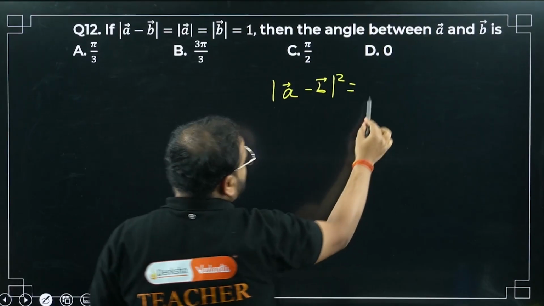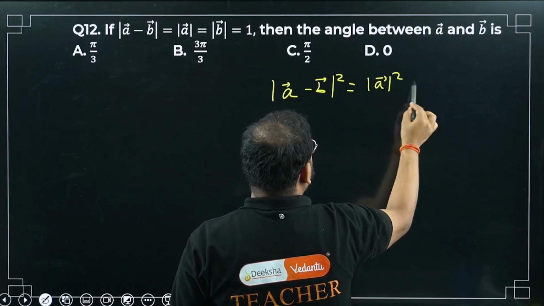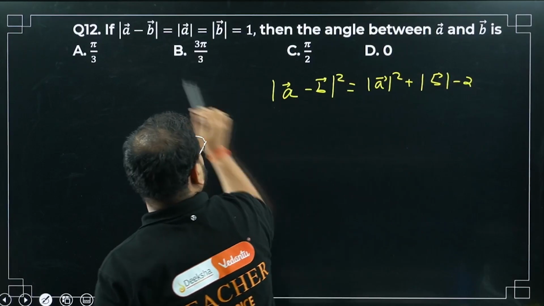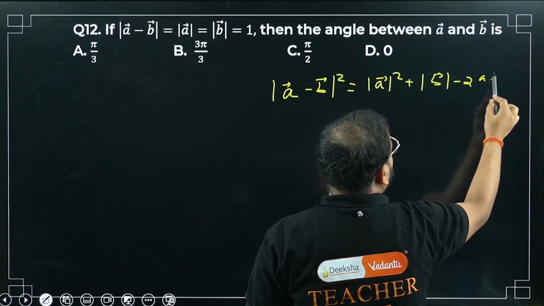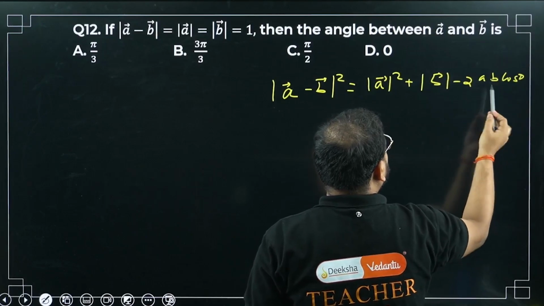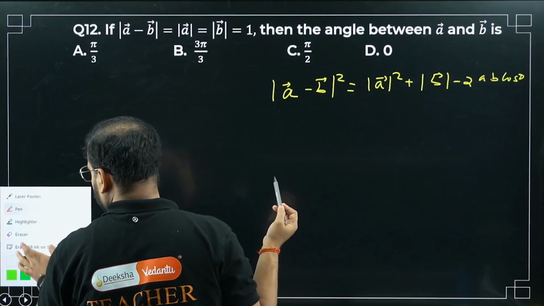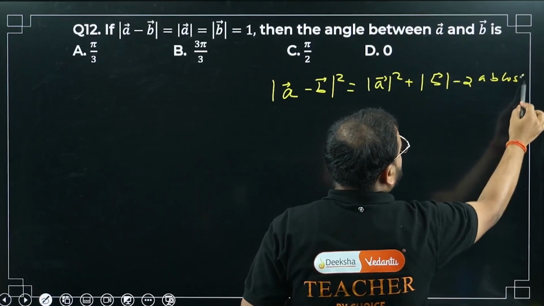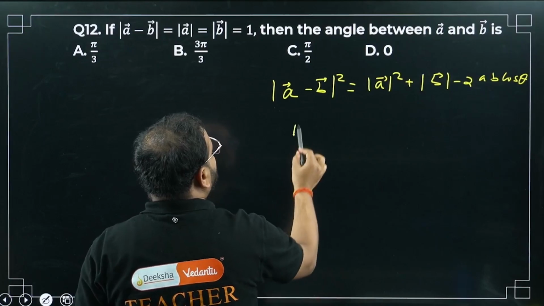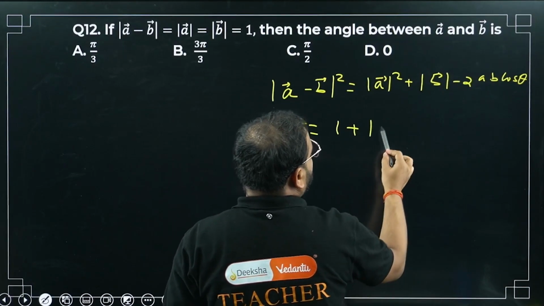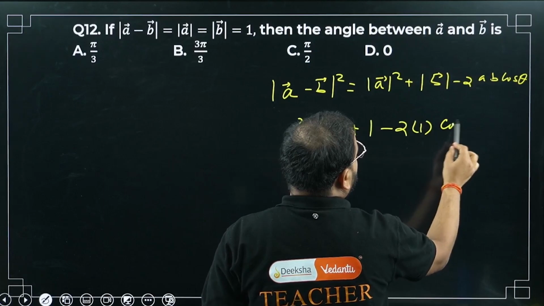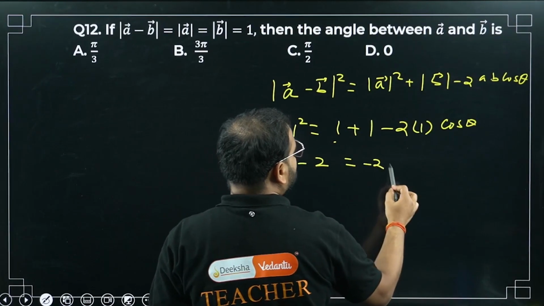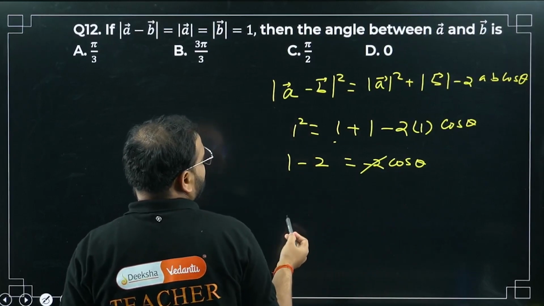Whole square you will write. Plus, minus 2 times AB cos theta, there's a minus sign here, right? So minus 2 times AB cos theta. Please write this value: 1 square, 1 plus 1 minus 2 into 1 and cos theta again. 1 plus 1 is 2, so 1 equals 2 minus 2 cos theta. Cancel this minus 2 with, okay, one second.